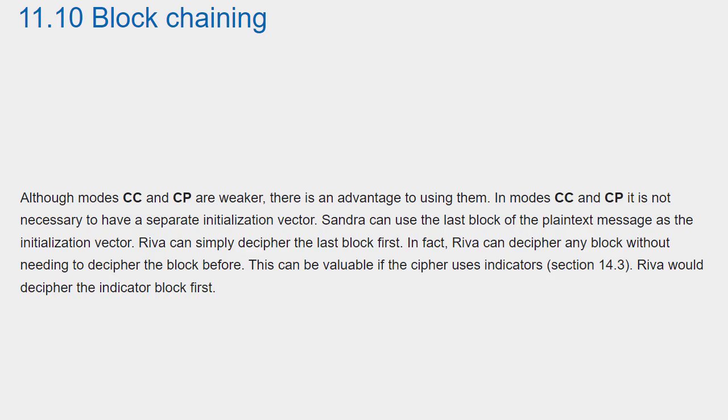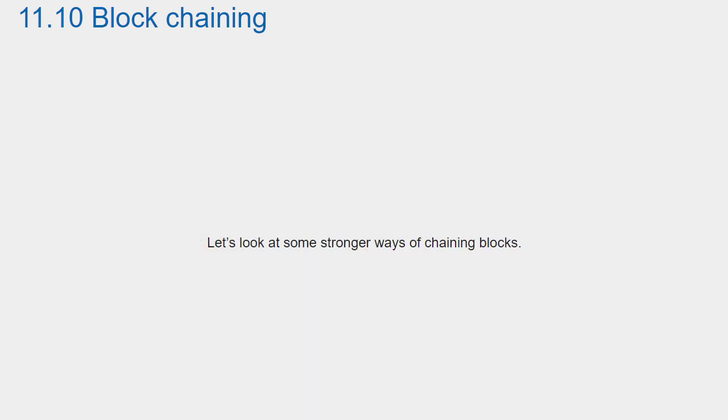In modes CC and CP, it is not necessary to have a separate initialization vector. Sandra can use the last block of the plaintext message as the initialization vector. Riva can simply decipher the last block first. In fact, Riva can decipher any block without needing to decipher the block before. This can be valuable if the cipher uses indicators, section 14.3. Riva would decipher the indicator block first. Let's look at some stronger ways of chaining blocks.